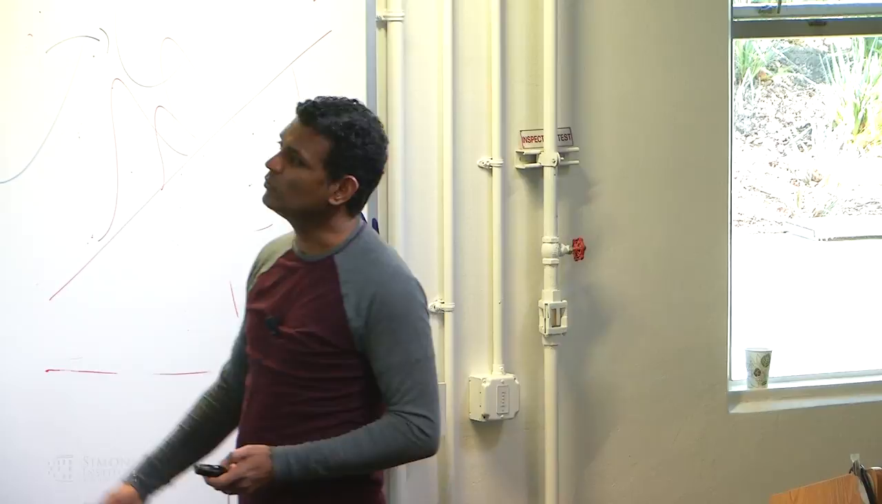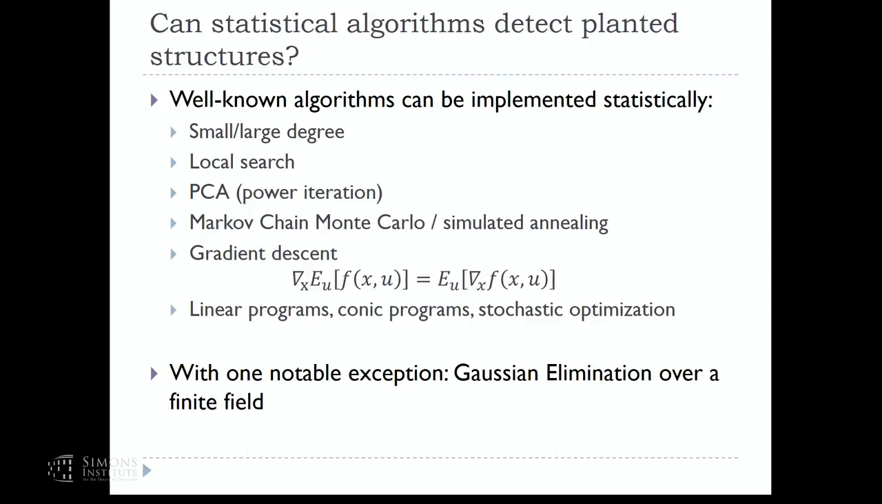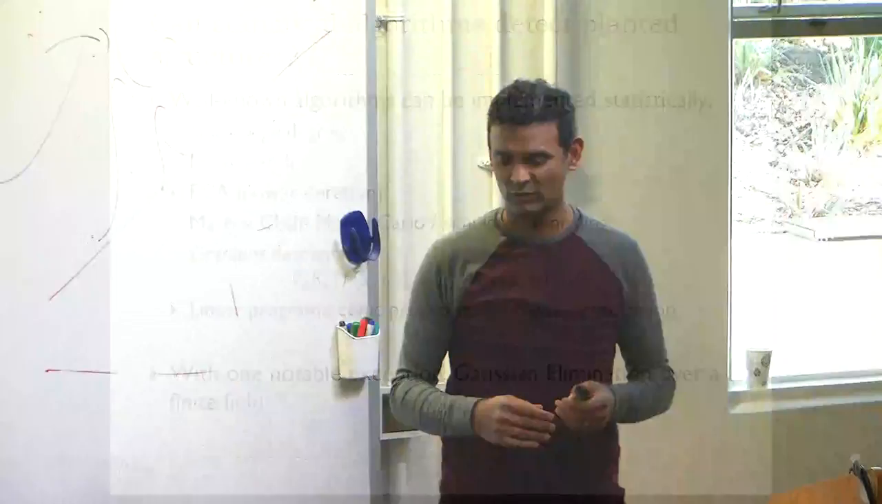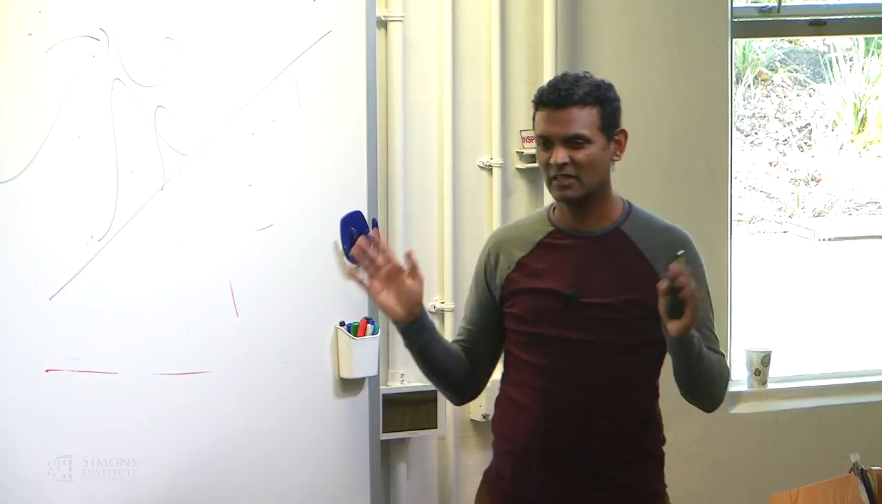There's only one that I know of, which is actually useful, that solves a nice problem we don't know how to do in this model, and probably cannot be done, and that's Gaussian elimination over finite fields, not over the reals. So if you wanted to solve linear equations mod 2, and you're getting examples from some distribution, I don't know. Over the reals, you can.